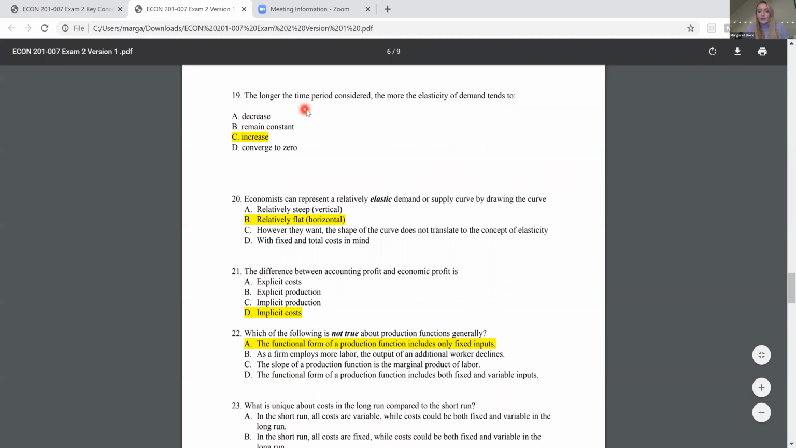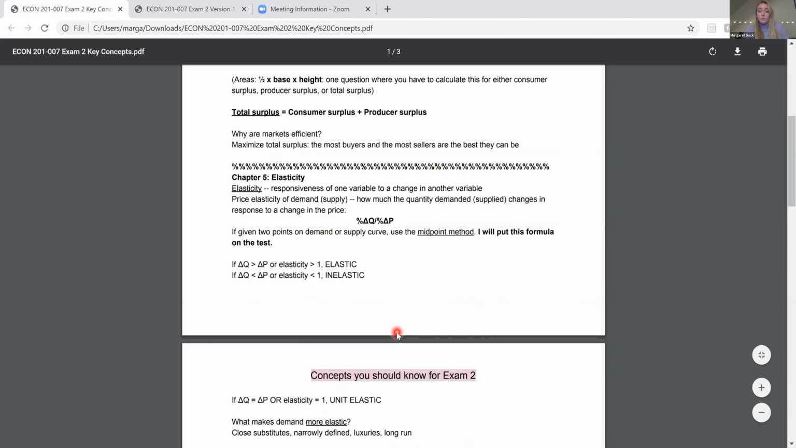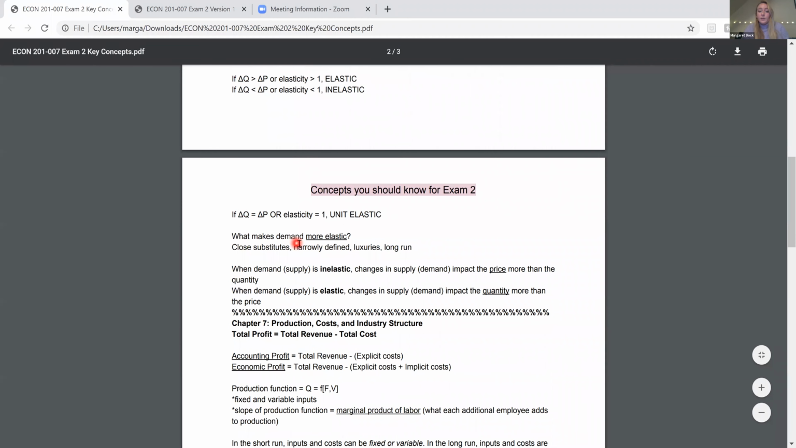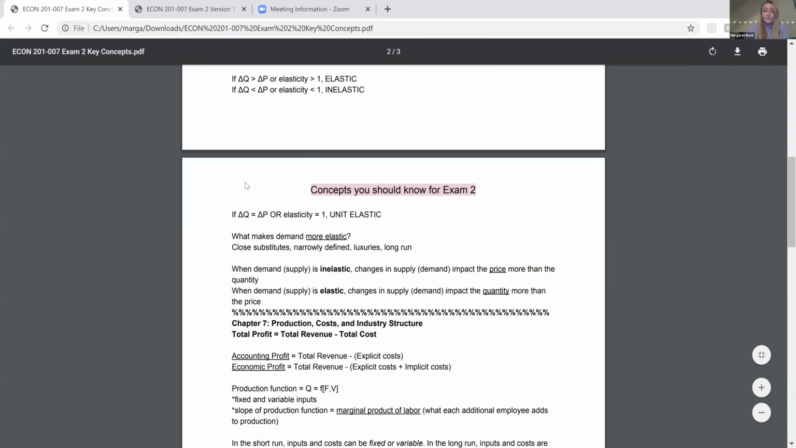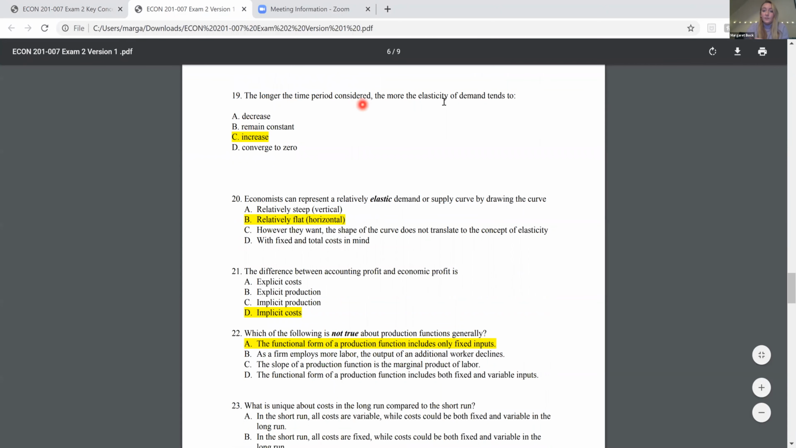19, the longer the time period considered, the more the blank, or the more the elasticity of demand tends to what? So what makes demand more elastic? Close substitutes, narrowly defined luxuries, and the long run. So as more time passes, people can be more flexible about the quantity of a certain good that they buy. So the longer the time period, the more the elasticity increases.